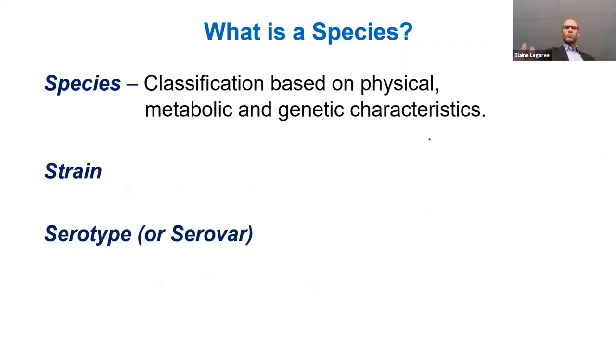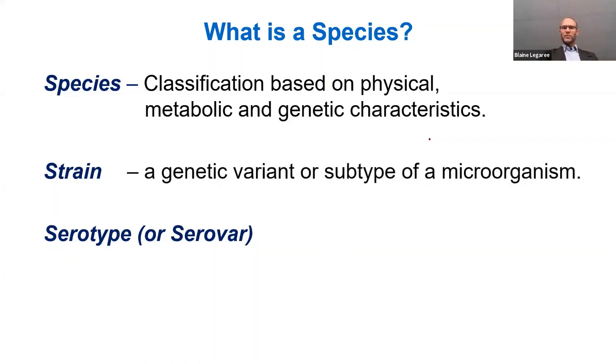So just some definitions for you. What is a species? We were just talking about that. Classification is based on physical, metabolic, and genetic characteristics, and sometimes we can't agree necessarily. But what is it? It means it's its own kind. How do we define what its own kind is? Like I said, it really depends if you're talking about mammals compared to microorganisms. But usually a species is determined to be something that's separate and distinct for various reasons.